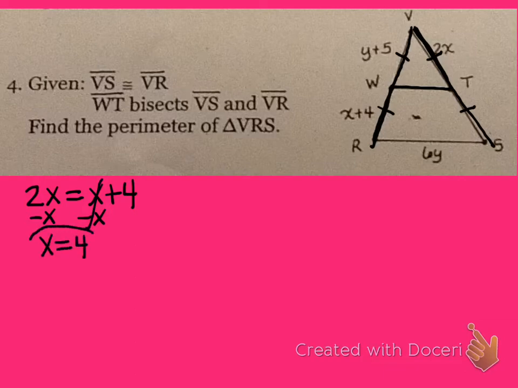Super simple. Now that I know that x is 4, I can go back to my picture and plug it in anywhere I see an x. So for length WR, if I put a 4 where the x is, 4 plus 4 is 8. I know this side is 8. And what's cool about that, since all 4 of those halves were congruent, that means all of these little mini segments over here equal 8. I have almost all of the sides of my triangle figured out.